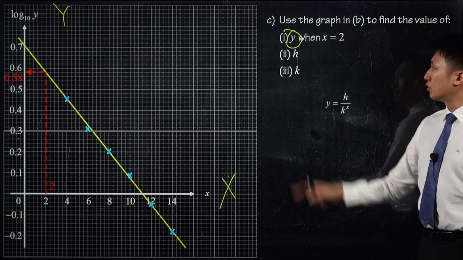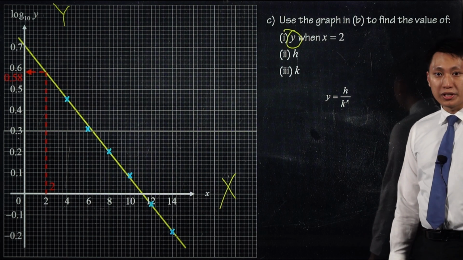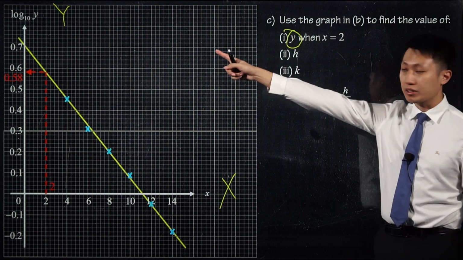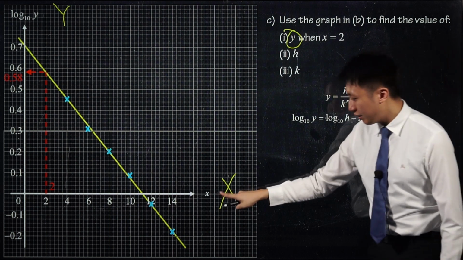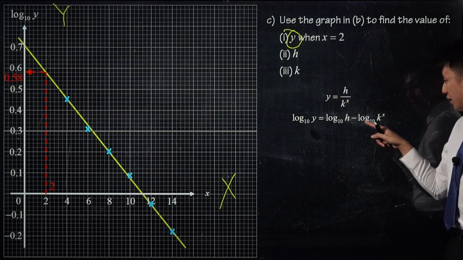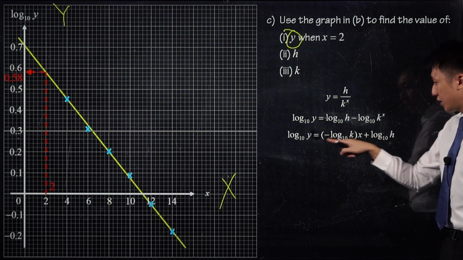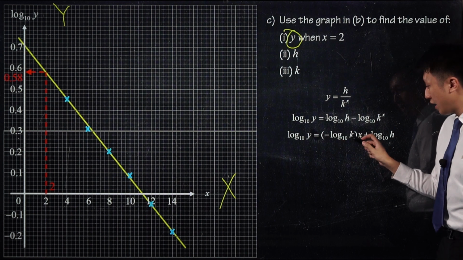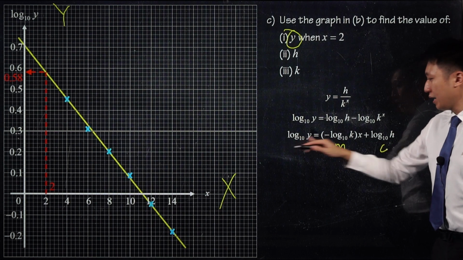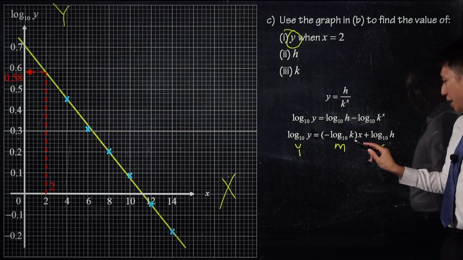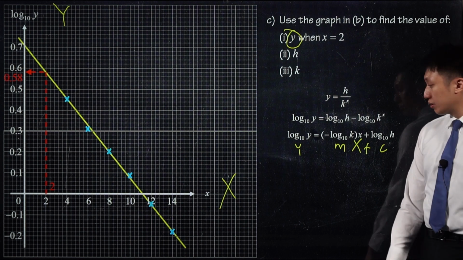Okay, next. To find h, we always use the original function. We use the original function, then we take log 10 of this, log 10 of that. Okay, so we get this one over here. And then we look at here, capital X is x. So first of all, we have to move this x down. Then we have this one, negative log 10 m, K, this is your m, and this is your c. Y, capital Y, mx plus c. Okay, good.